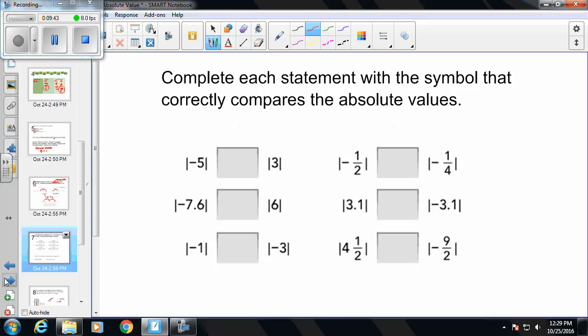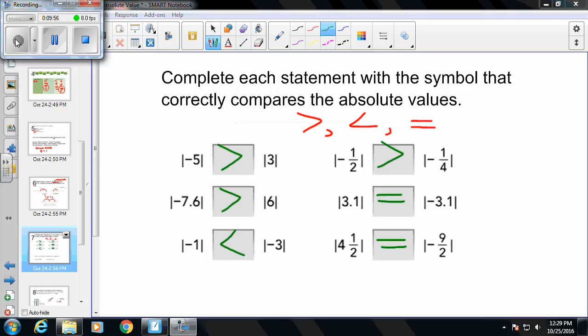Complete each statement with the symbol that correctly compares the absolute values. So your choices, of course, are greater than, less than, or equal to. Take a second to fill those in, and we'll be back. How did you do? Do you agree? If not, go back and check. Make sure when you take the absolute value of -5, it's +5. The absolute value of 3 is still 3, so now we're comparing 5 and 3. And the same the rest of the way through.